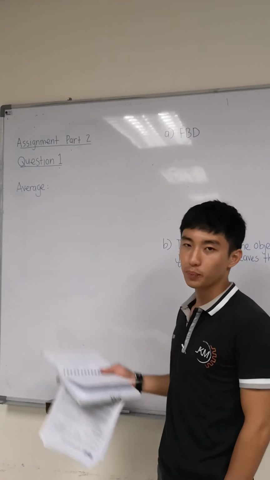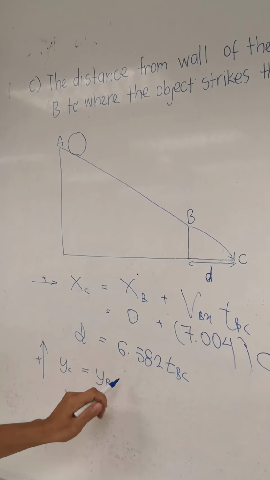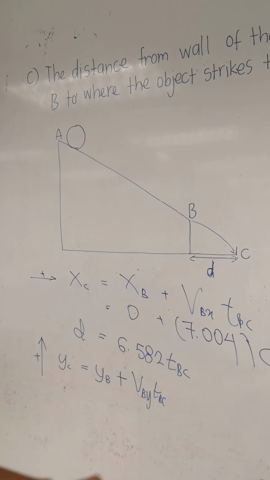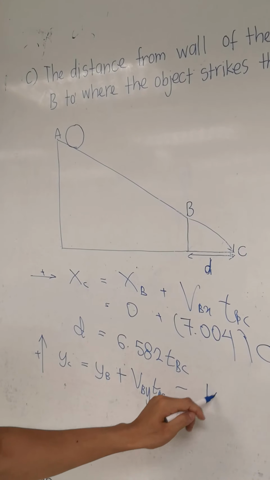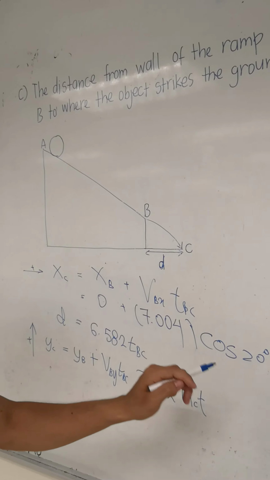Next we proceed with vertical motion, where we assume upwards is positive. yC is equal to yB plus vBy times tBC minus one half times the constant acceleration times t squared.